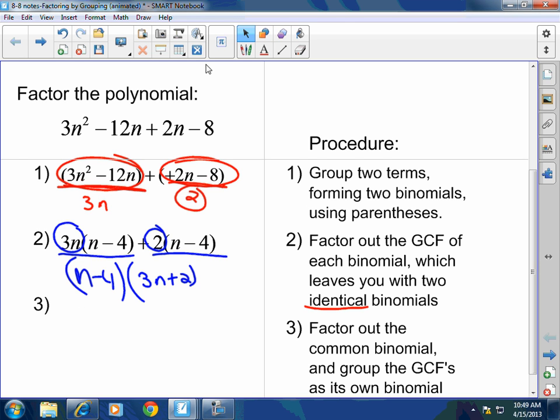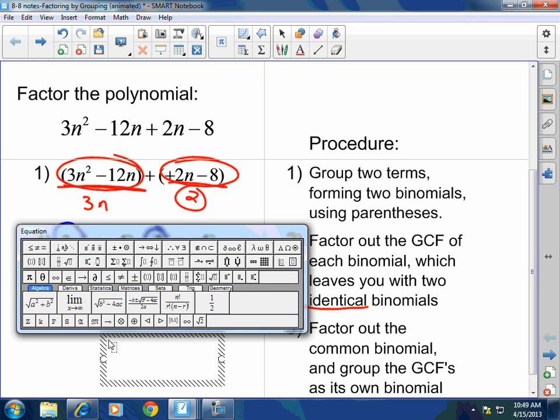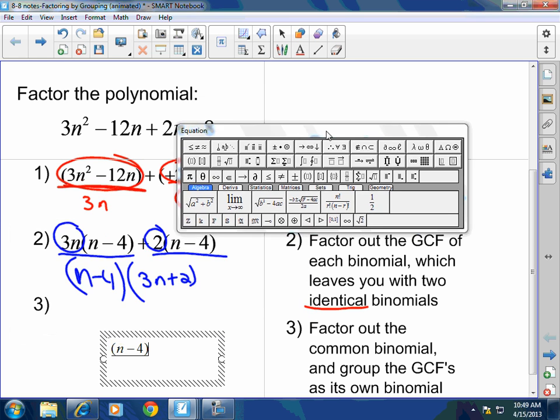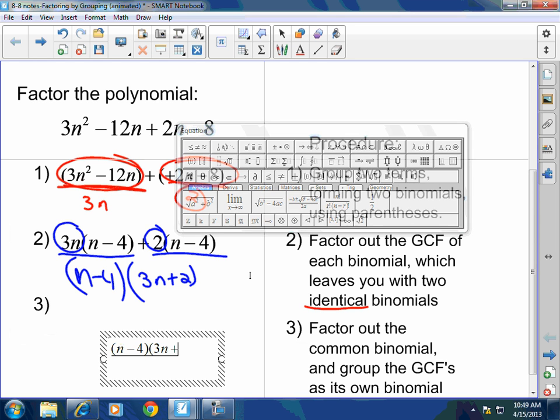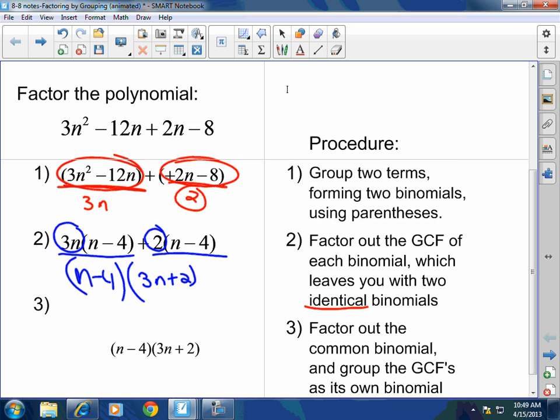Why is that not here? Oh, well, I'll just do it right now. Right quick. So yeah, you're going to have n minus 4 times 3n plus 2. And that's that. And that's how you factor by grouping.